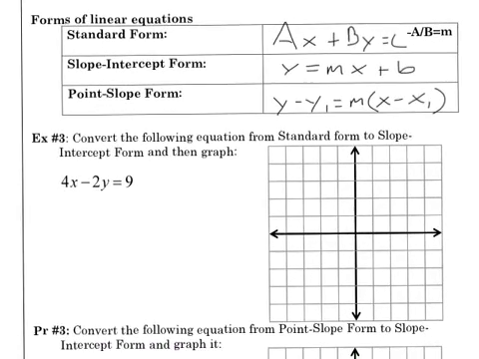So let's take a look at this. It says convert the following equation from standard form to slope-intercept form and then graph. So we want to convert it to slope-intercept form. That means that we want the y all by itself. So really we're just going to solve this equation for y.